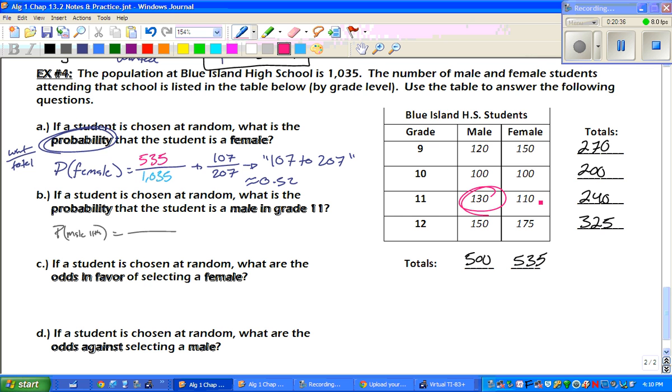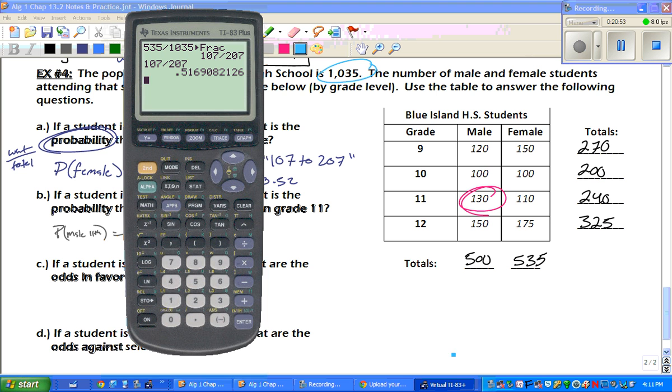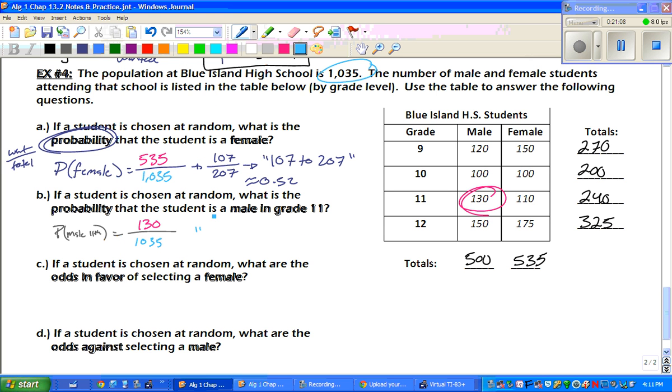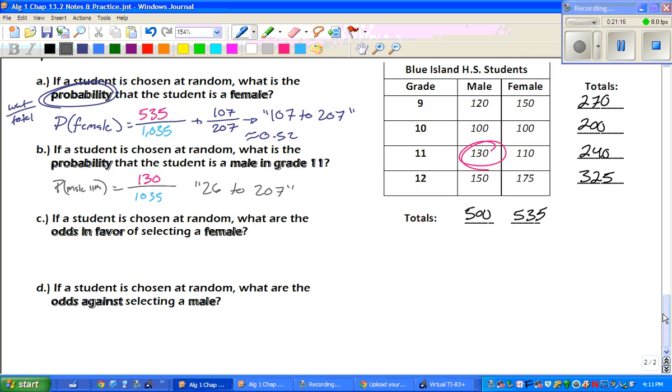Okay? So what's the probability that we're going to get a male in 11th grade? Okay? So our want would be 130, once again, over the total of 1,035. Okay? And now all I want right now are the odds. Okay? So on your calculator, do 130 over 1035 as a fraction. Oh, you get 26 over 207. Not very likely that that's going to happen.